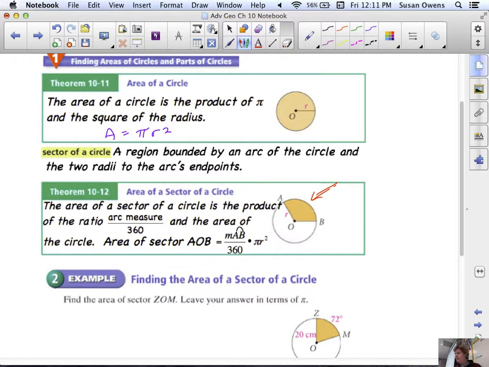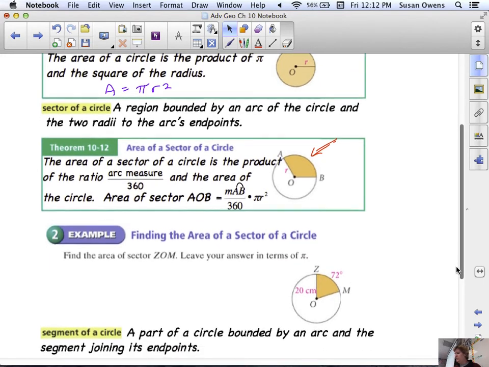Now, in order to find the area of a sector, it's kind of like when we did the arcs yesterday. What we do is we take the arc measure divided by 360, or basically what part of the circle we have, and then we just multiply it by the area of the entire circle. So the measure of the arc divided by 360 gives you the part, and then you multiply it by pi r squared, and that gets you the sector.